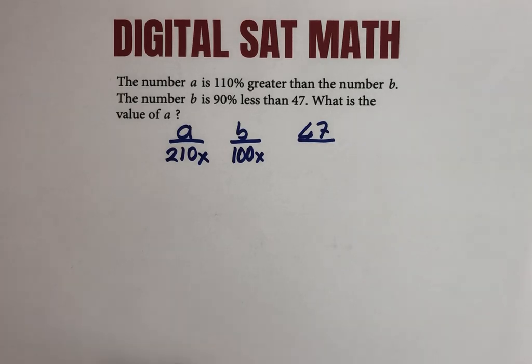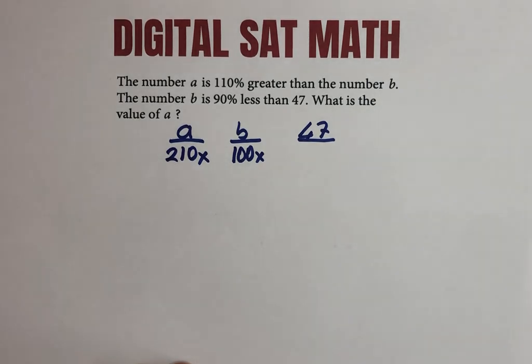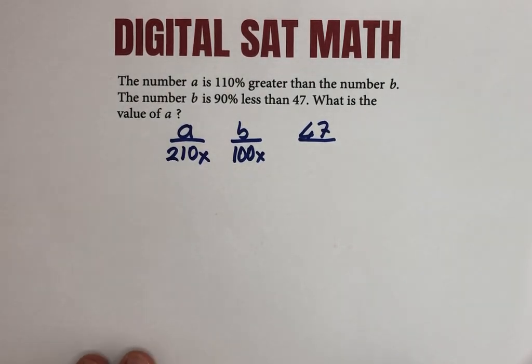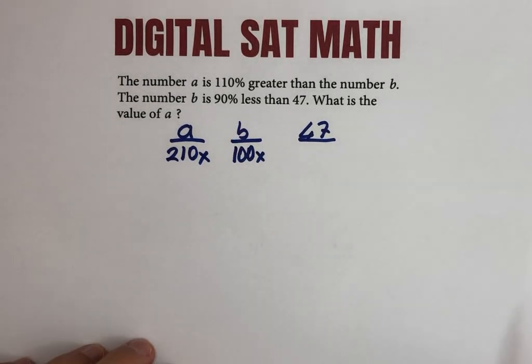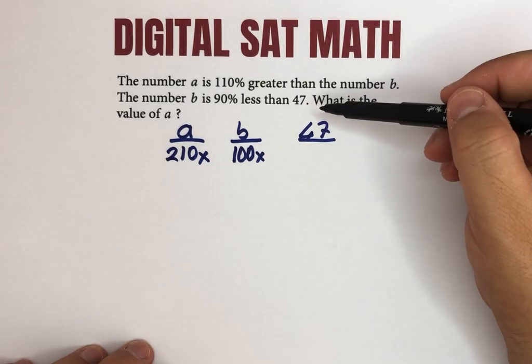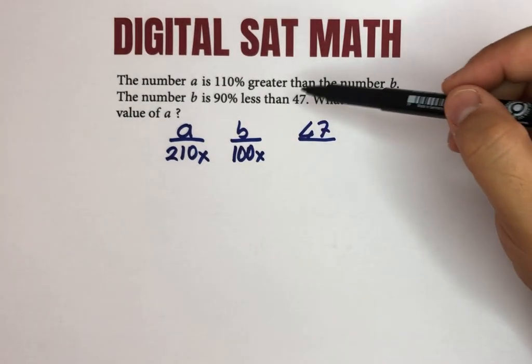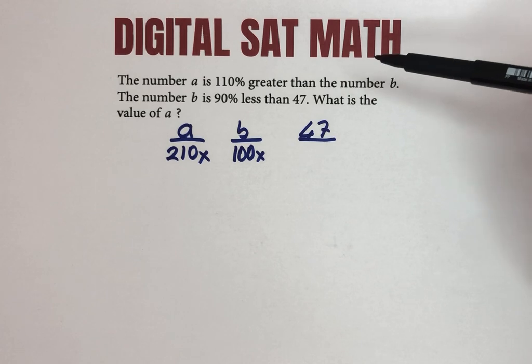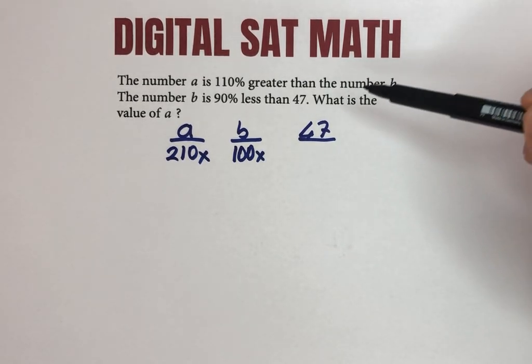And 47, what's the relationship between B and 47? When you pay attention here, B is 90% less than 47. So B is just 10%, right? It's a really small amount of the 47. You can go ahead and say that it is just 10% of 47, which most of you can also guess is just 4.7. Okay, you're right, you can just go ahead and say that.